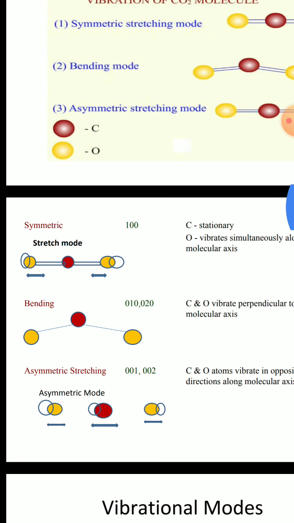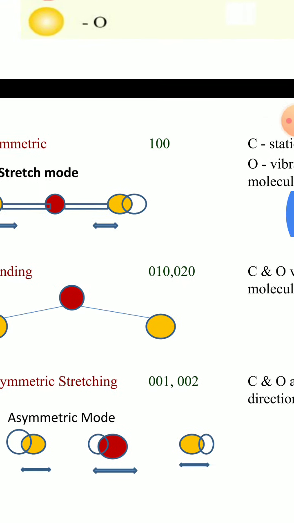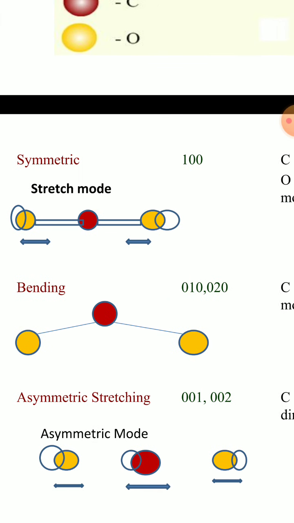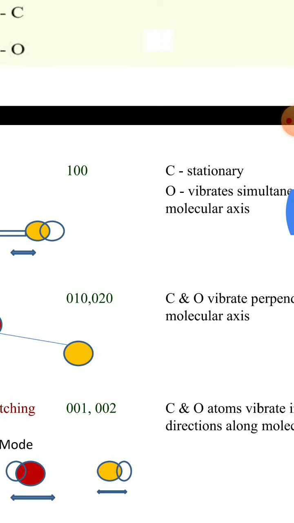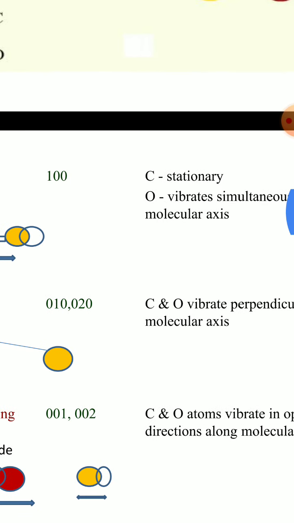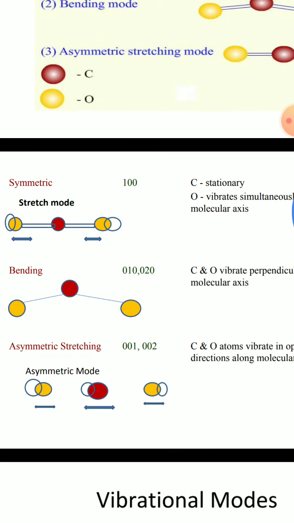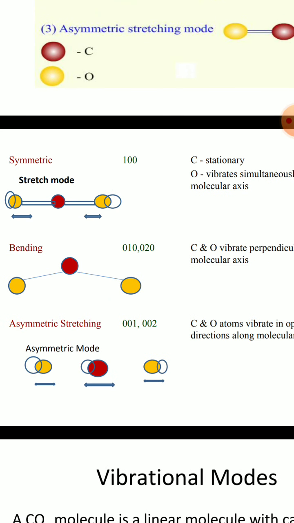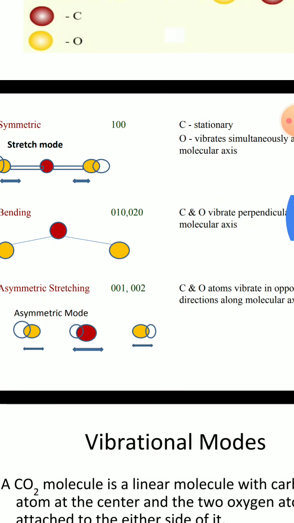Why do we call them so? Let us see. Here you can see, when you say a stretching mode, the oxygen atoms are pulling the carbon atom at either side, right to right and left to left. So this is the 100 stretching mode. And again you see the bending mode, where the carbon atom is pulled by the oxygen atoms by bending them. This comprises the 010 and 020 energy levels.